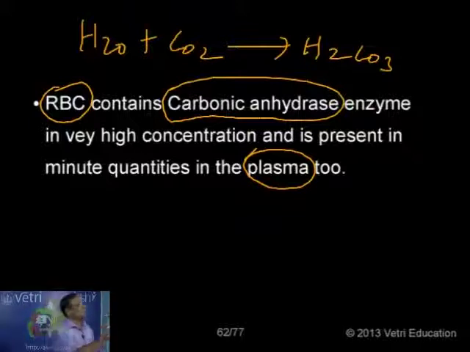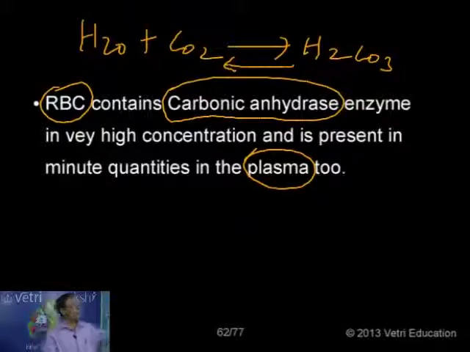It also catalyzes the reversible reaction at the alveolar space. So, at the tissue level, as soon as the carbon dioxide enters into the blood, it favors the formation of carbonic acid. And at the alveolar level, it favors the reversible reaction, the dissociation of carbonic acid to form carbon dioxide and water, so that carbon dioxide will be eliminated. Now, we have already seen the role of this carbonic anhydrase and the enzymes in the metabolism lesson.